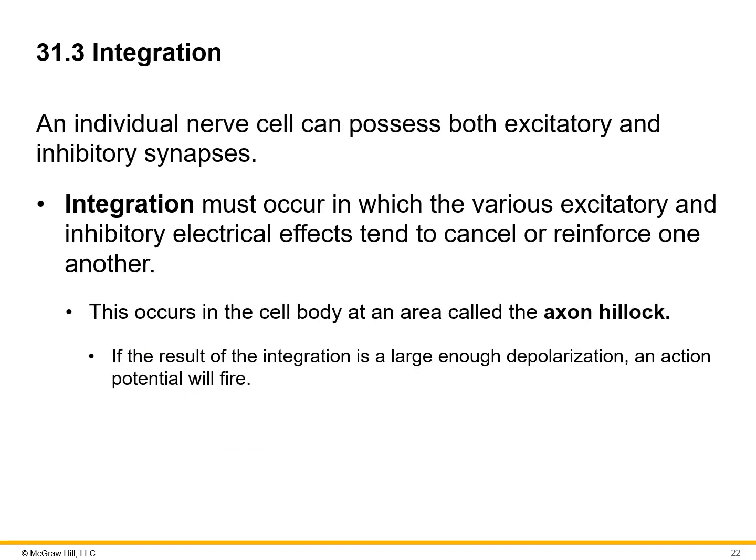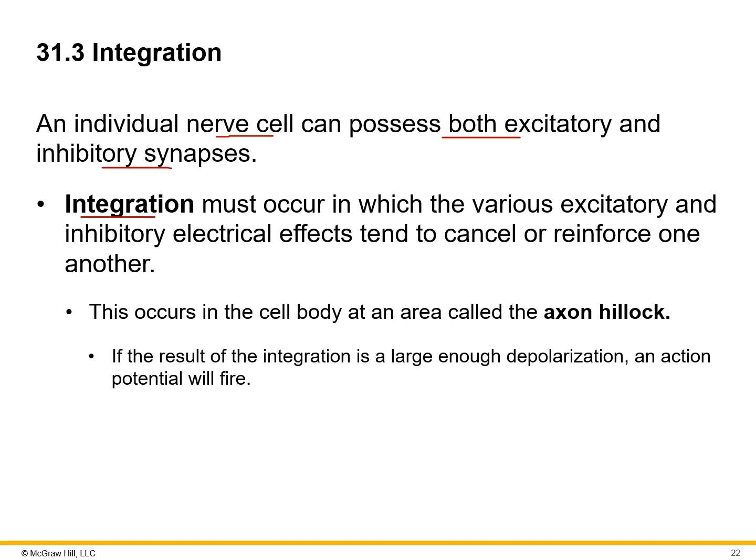An individual nerve cell can actually have both excitatory and inhibitory synapses. All right, so it doesn't have to just be one or the other. Some of them could be either one. So then how does the neuron know which one to release? Well, that's the job of what's called integration. That actually has to happen before the signal is sent down the axon.